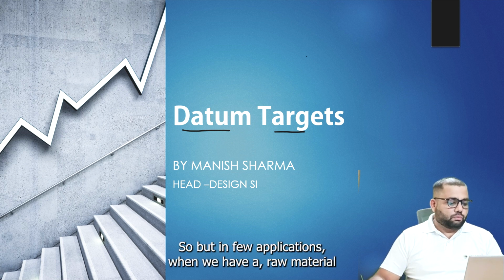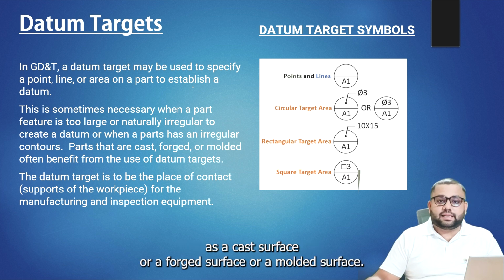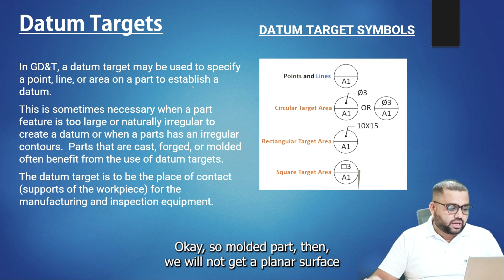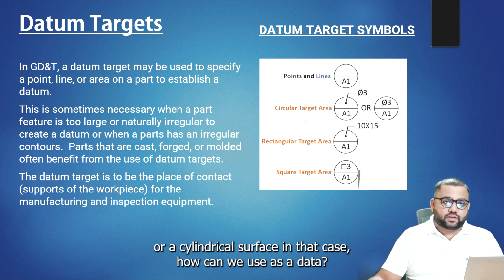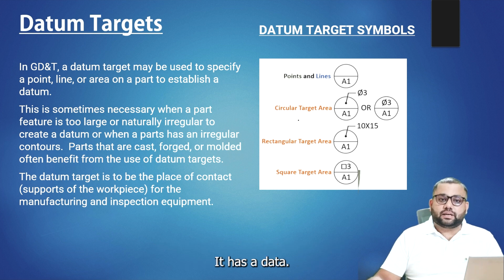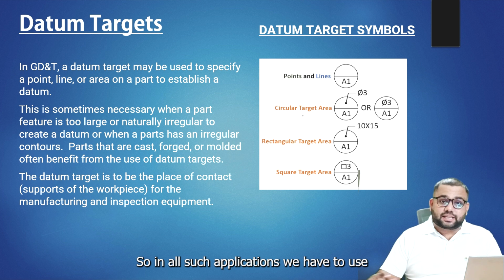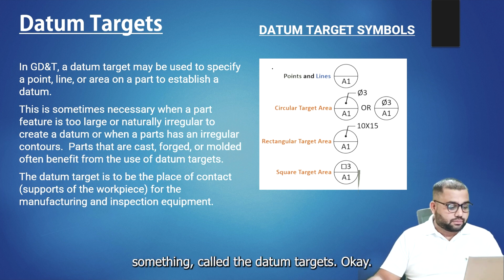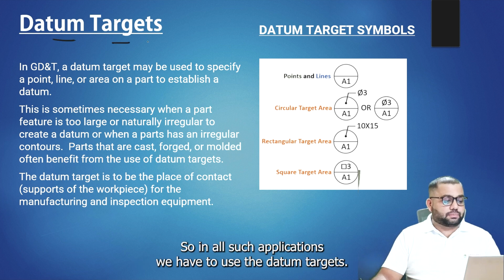But in a few applications, when we have a raw material as a cast surface or a forged surface or a molded surface, so a molded part, then we will not get a planar surface or a cylindrical surface. In that case, how can we use it as a datum? So in all such applications we have to use something called the datum targets.